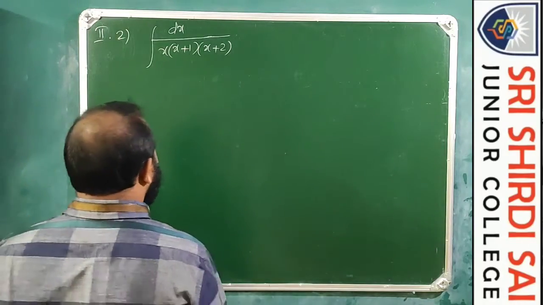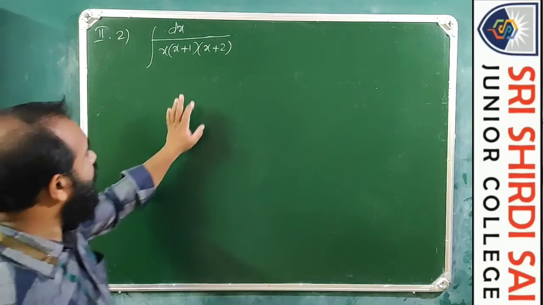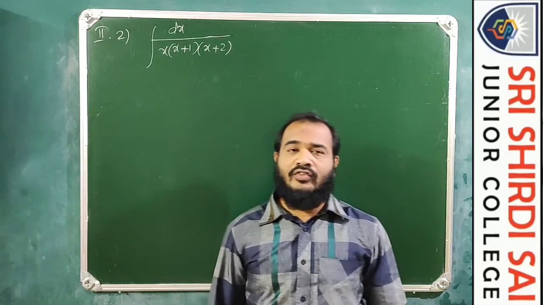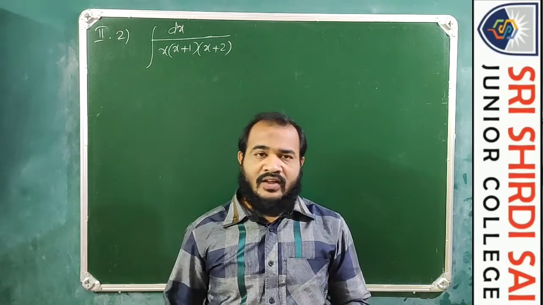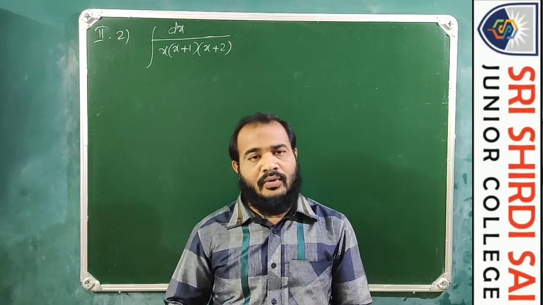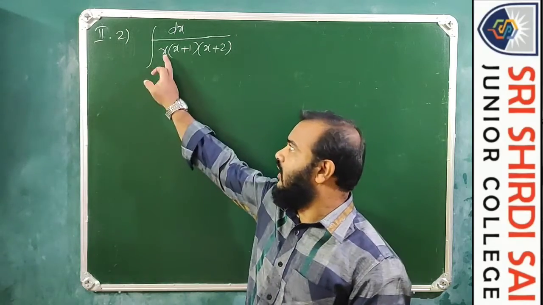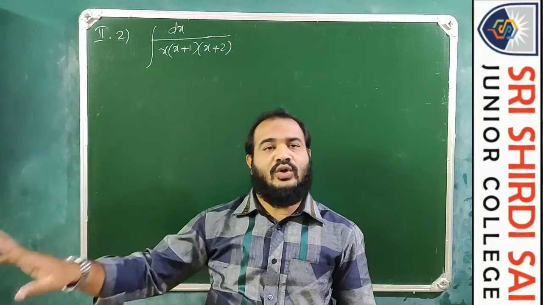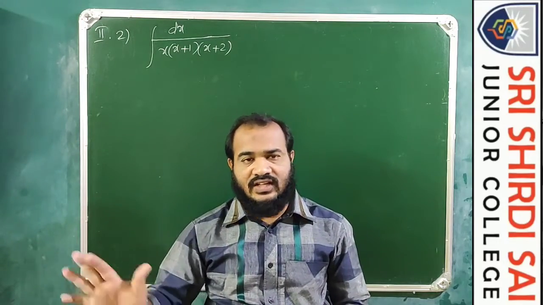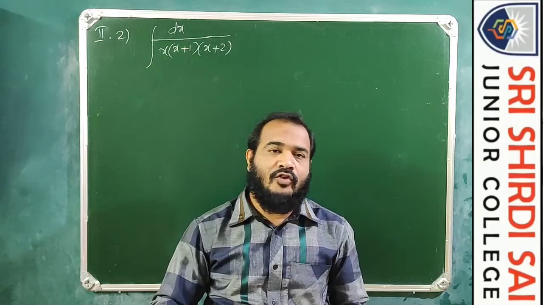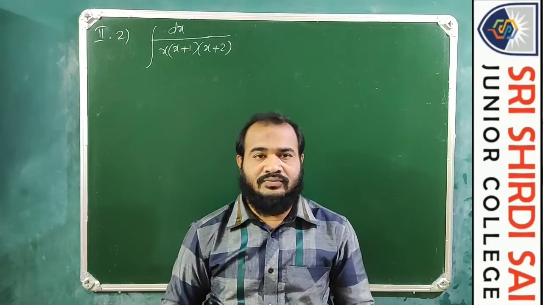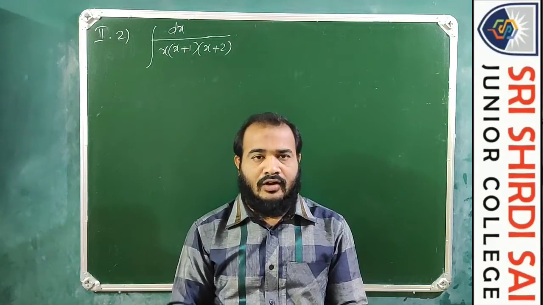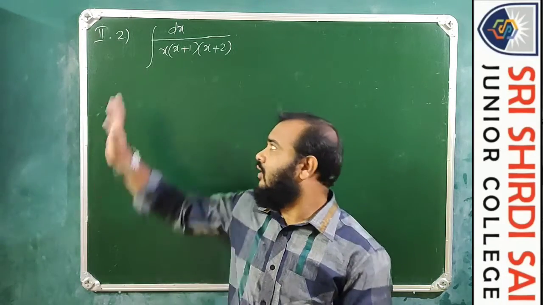Integral dx by x into x plus 1 into x plus 2. First of all, 1 is located in the numerator, so the degree of numerator is 0, since 1 can be written as x power 0. Degree of denominator: x into x into x is x cube, so the degree of denominator is 3. 0 is less than 3. Degree of f of x is less than degree of g of x. Therefore, this is a proper fraction, and the concept of partial fractions is applicable for a proper fraction.